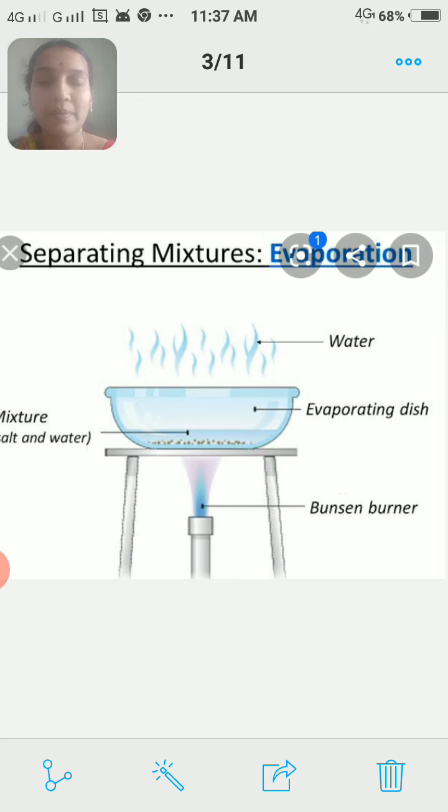The same method will be adopted to separate the salt even in the sea and ocean, children.